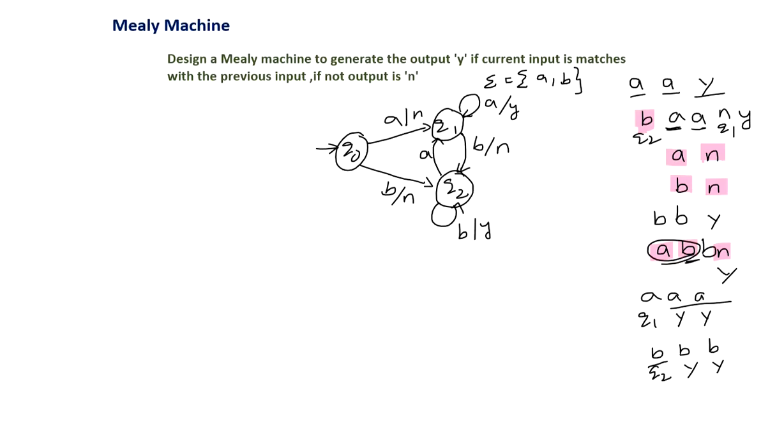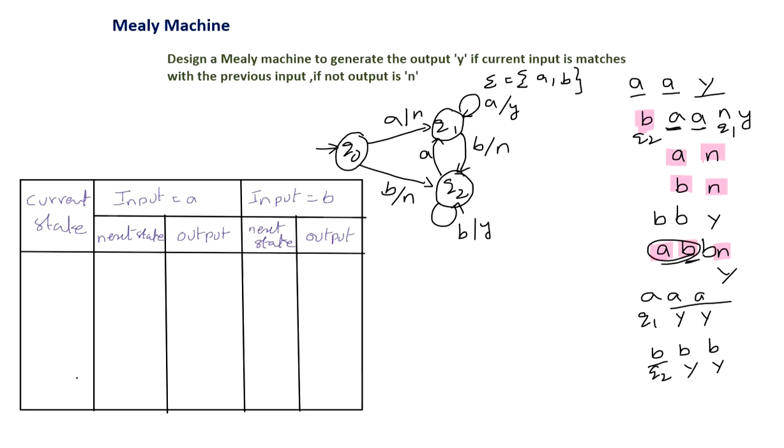The same information can be represented in a tabular format. The current state Q0 is the starting state, and on reading the input A, Q0 on A, it is moving to the state Q1, so next state is Q1 and output is N. Q0 on input B, it is moving to the state Q2 and output is N. Similarly, Q1 on A, it moves to the same state, that is Q1, and output is Y. Q1 on B, it moves to the state Q2 and output is N. Q2 on A, it moves to the state Q1 and output is N. Q2 on B, it moves to the same state, that is Q2, and output is Y.